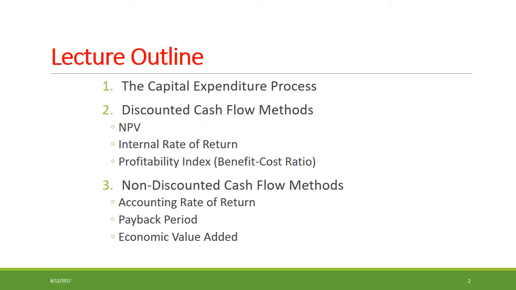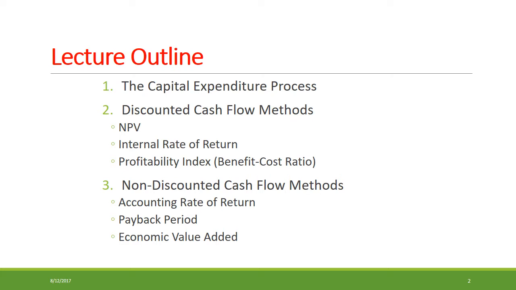So the lecture outlines as follows. We have 3 parts in this lecture. In the first part, we introduce the capital expenditure process. In the second part, we look at a certain group of project evaluation methods where we use the discounted cash flow methods to evaluate projects. With this group of methods, we take into account the time value of money when we price certain projects.